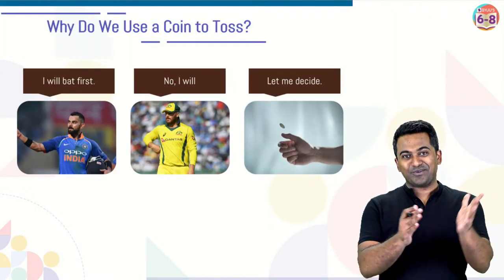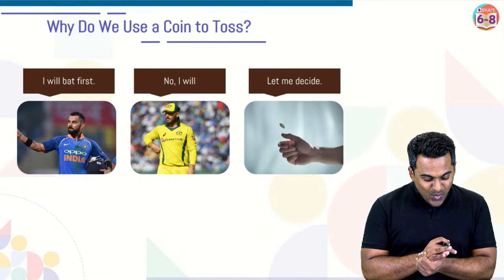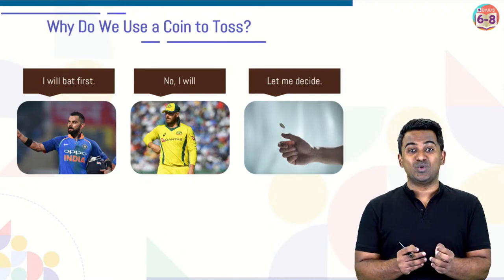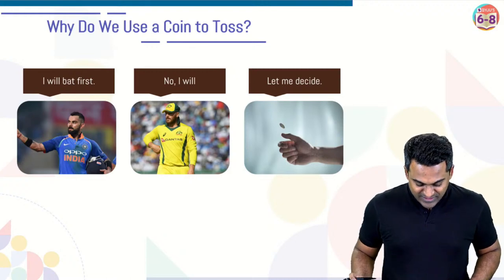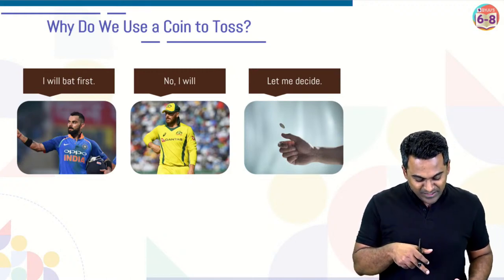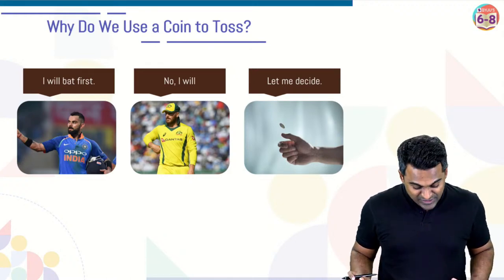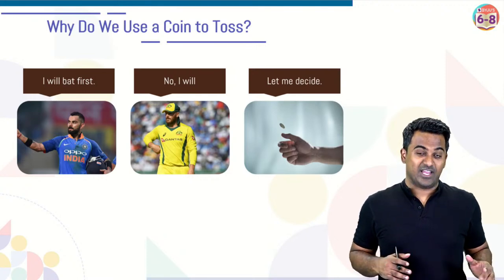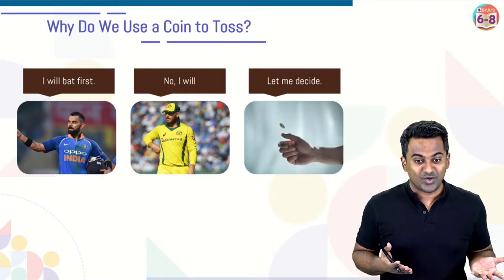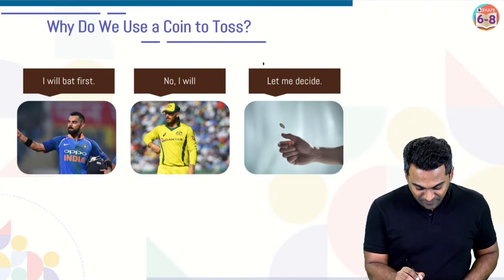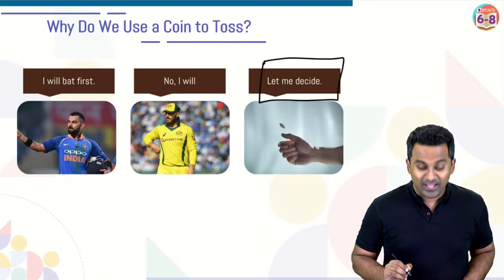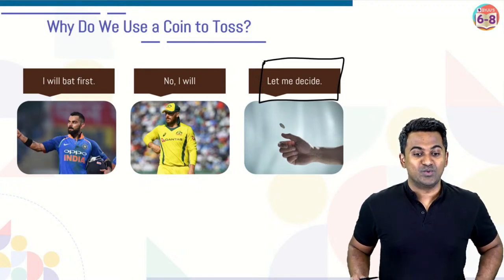All right. So how many of you can tell me the answer to this question? Why do we use a coin to toss? Okay. Here Virat Kohli is saying I will bat first. And on the right hand side, I believe it's the Australian captain Aaron Finch. He's saying he wants to bat first. So coin toss. Why do we use a coin toss?